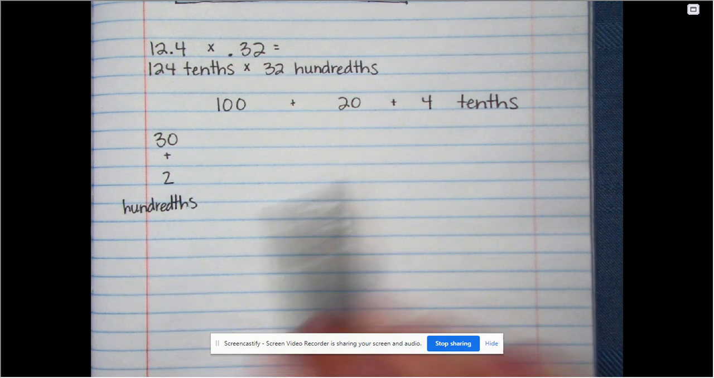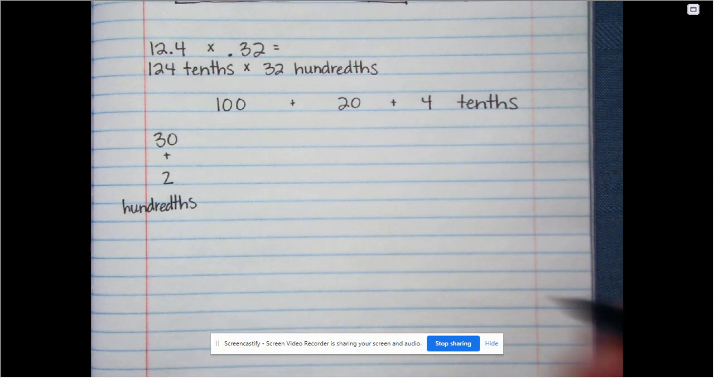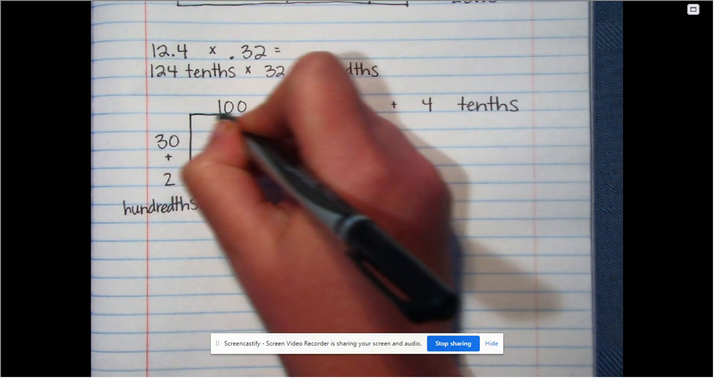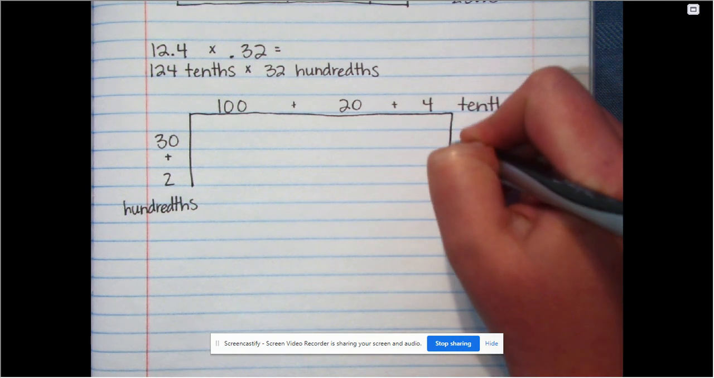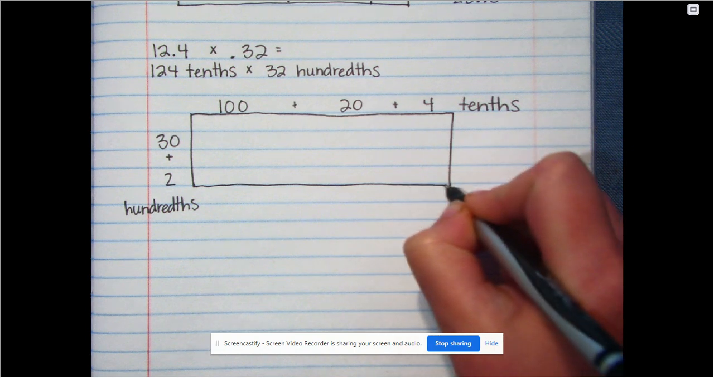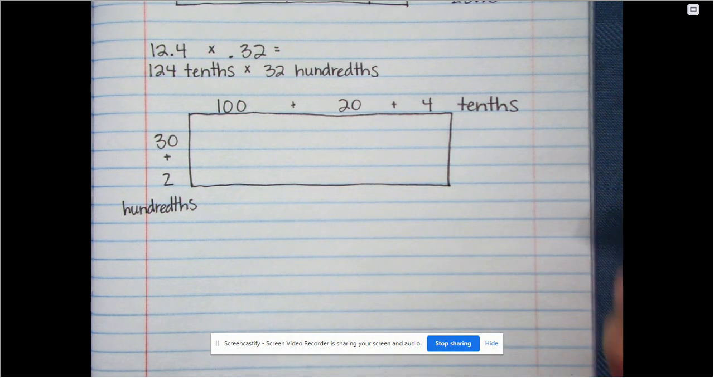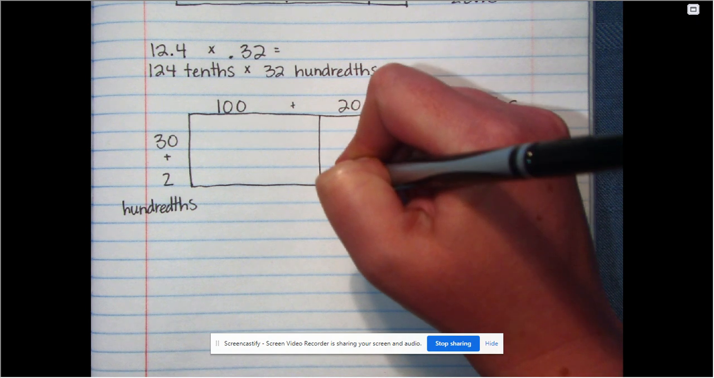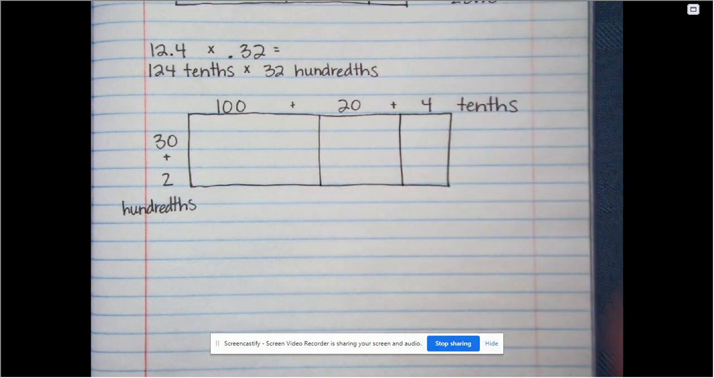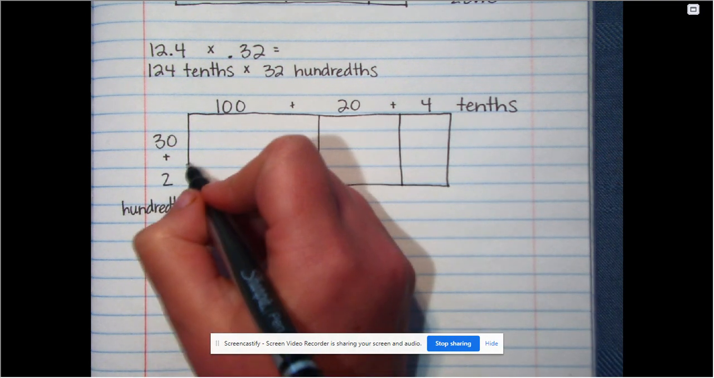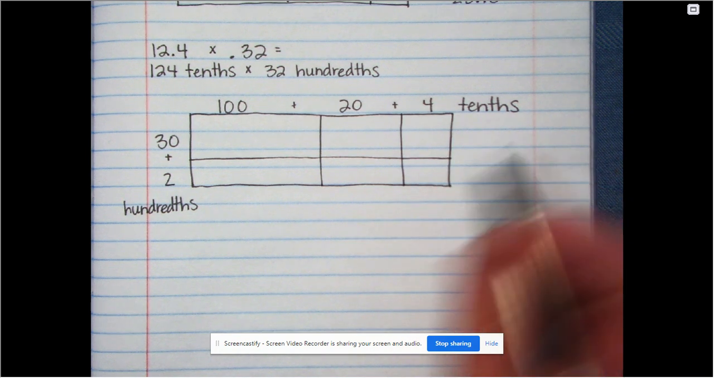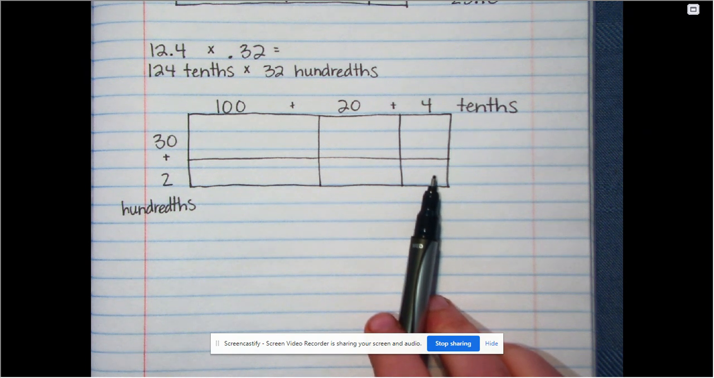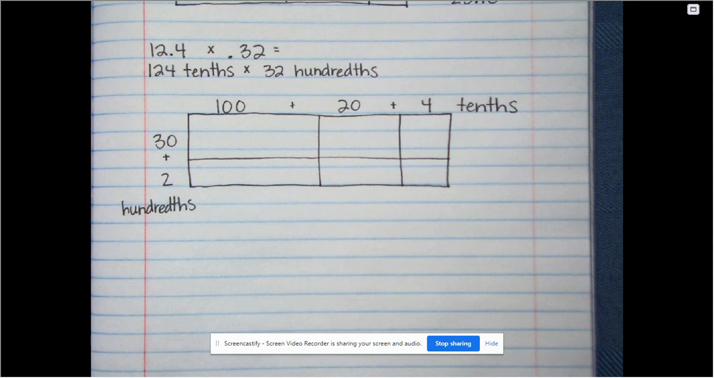And I want to remember to include these 2 pieces, because those are going to be very important in just a little bit. So I'm going to draw my boxes. And I like to utilize the lines just so that it makes it easier for me to visualize. All right, so I know that 100 has to be quite a bit bigger than 20. And I know that 20 has to be quite a bit bigger than 4. And then I know that 30 has to be a lot larger than 2. So this partial product should be the largest, and this should be the smallest, just by looking at our work visually.